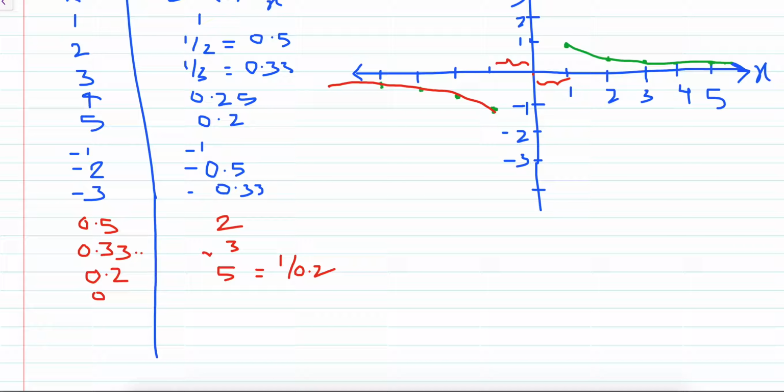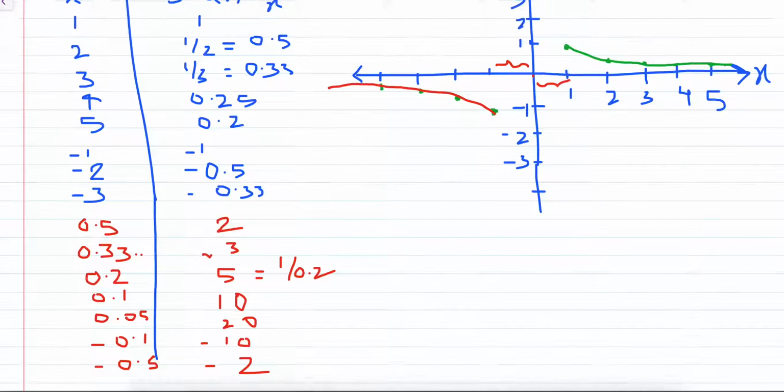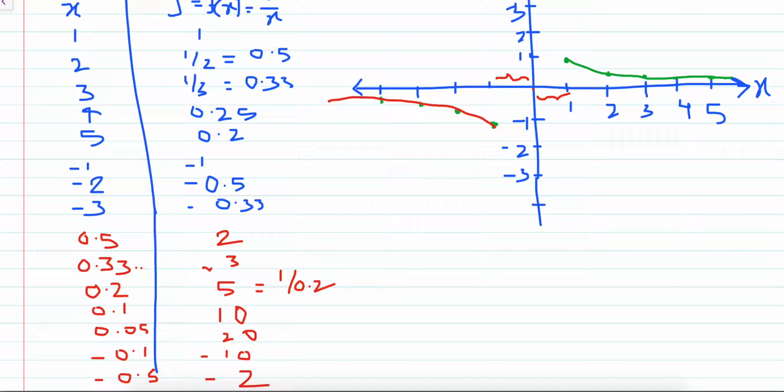And if it's 0.1, then y is 10. If it's even smaller, 0.05, it's 20. Similarly for negative values, minus 0.1, it's minus 10, minus 0.5, it's minus 2. So now we will plot these negative values and these values between minus 1 and 1.